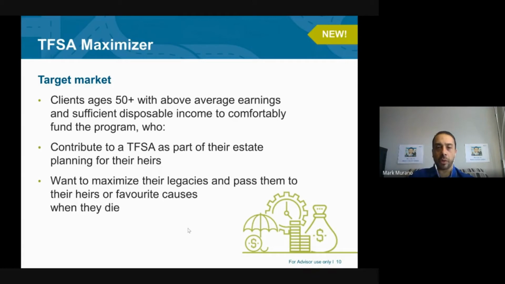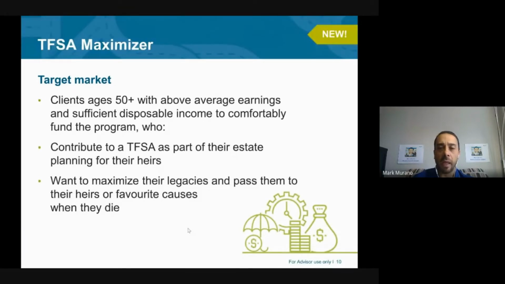Target market, we always show this slide, clients ages 50 plus. Why is it always 50 plus? We believe these markets, people have a legacy want. They've looked at the opportunity. They've looked at maybe retirement, potential retirement, looking at what they want to do with their success. They have above average incomes, hopefully, and large disposable income amounts and savings that can be used towards a concept such as this. They contribute to their TFSAs regularly is the target, and they want to maximize their legacies and pass them to their heirs or favorite causes when they die. So that's a typical market.